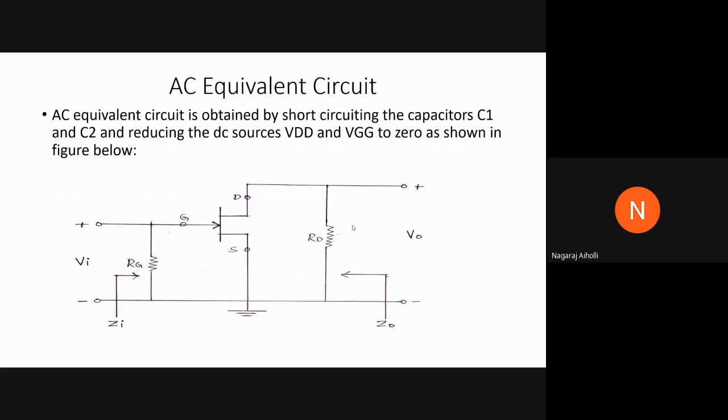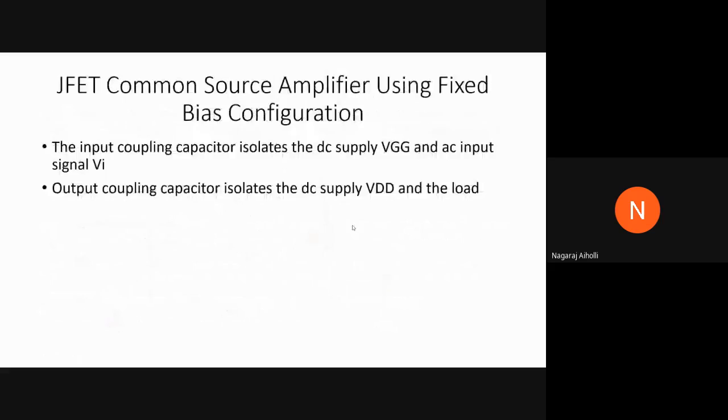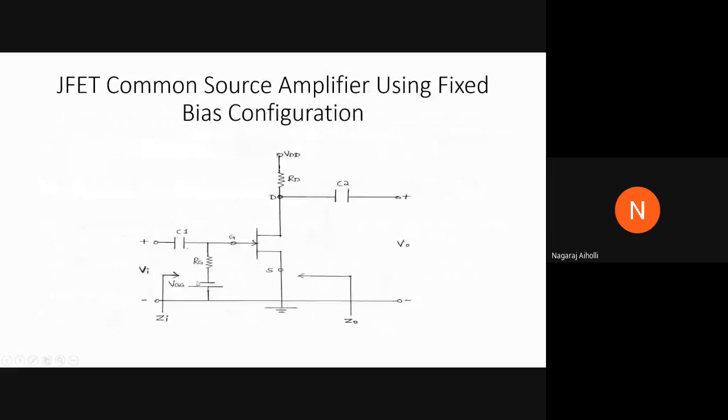Whatever the DC voltages are here, VDD and VGG, they are made zero, so it is a short circuit here. Then capacitors C1 and C2 are short circuit for the AC signal. It is the AC modeling. So here the circuit will be modified to this form.